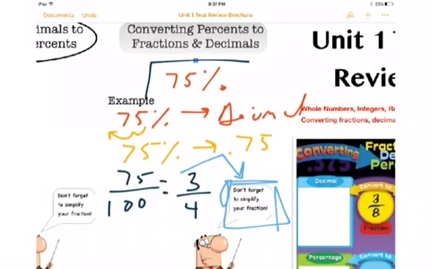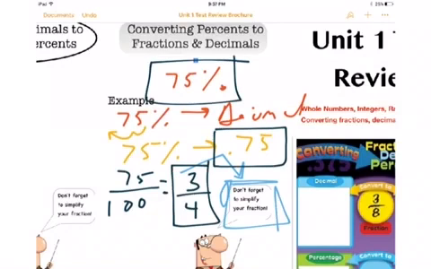So 75% turns into the decimal 75 hundredths and the fraction 3/4. If you had 75 cents in your pocket, you'd have 3/4 of a dollar, since 4 quarters make a dollar, or you'd have 75% of a dollar.